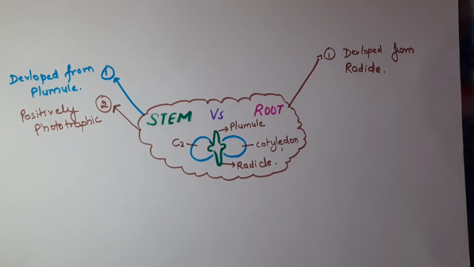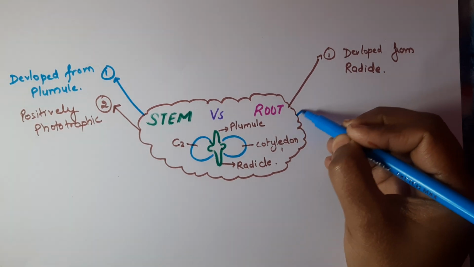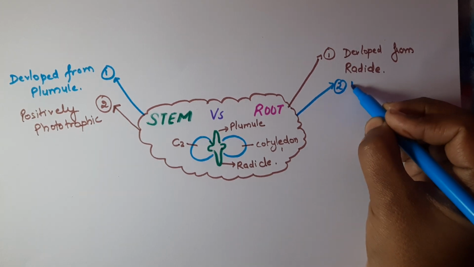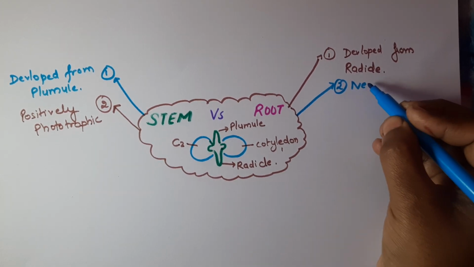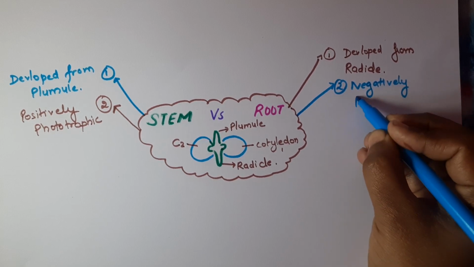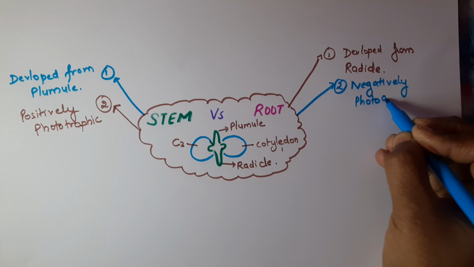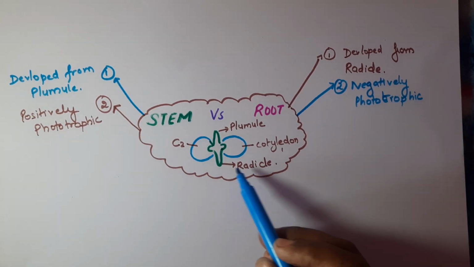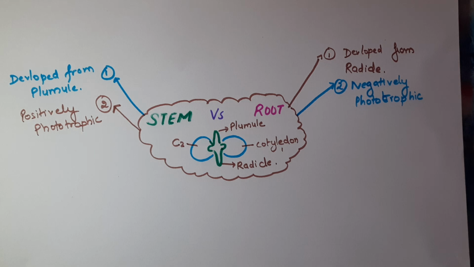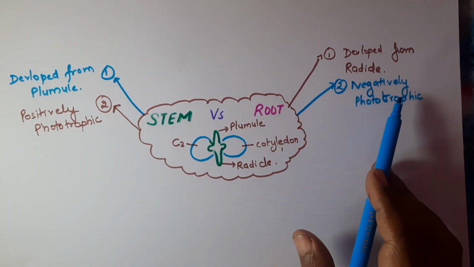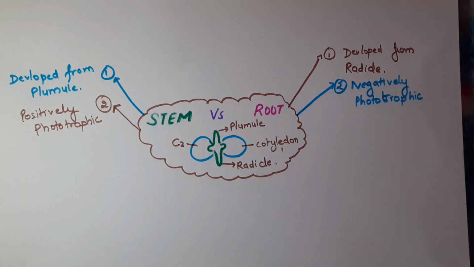Whereas the root is negatively phototropic. And what does it mean? That it does not like the light. So we all know that the root will grow below ground. Why? Because it does not like the light, so it is negatively phototropic. It is growing away from the light.